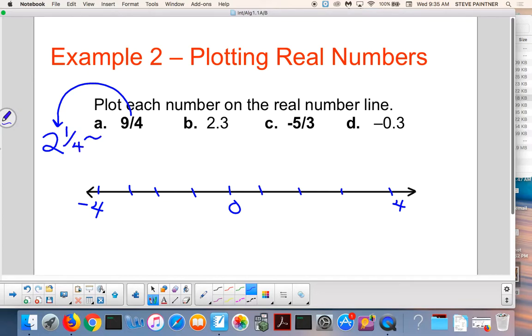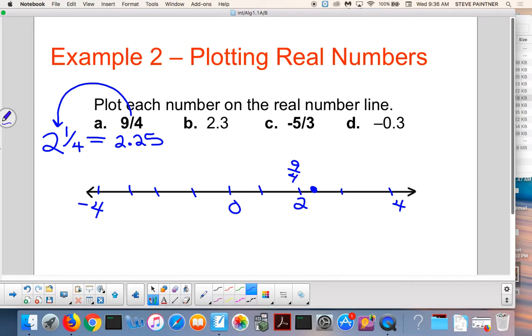Or better yet, some of you probably went into decimal, right? 2 point what? 2.25. Oops, I put an approximation. I meant exactly. Okay. To me, to graph 2.25 is pretty easy. I go 2 1/4 more. So there's your 9/4.